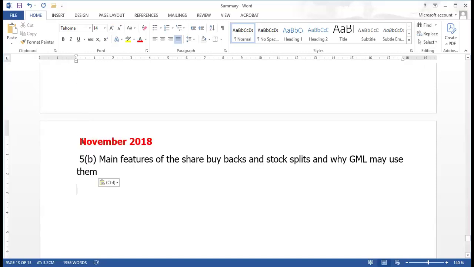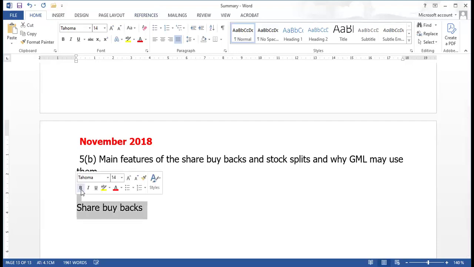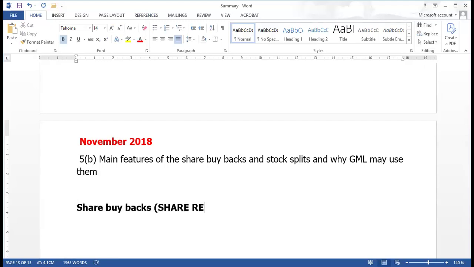Already I remember when we were discussing the dividend, I highlighted about stock split, but I'm going again to discuss about it. So we are going to start with share buybacks. Share buybacks is like share repurchase.